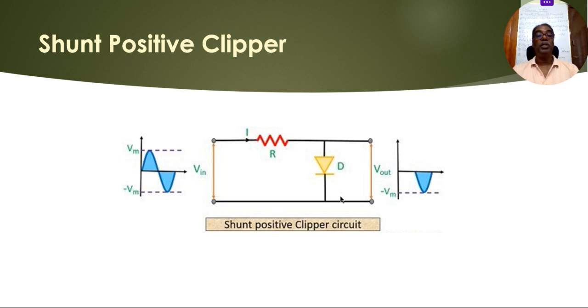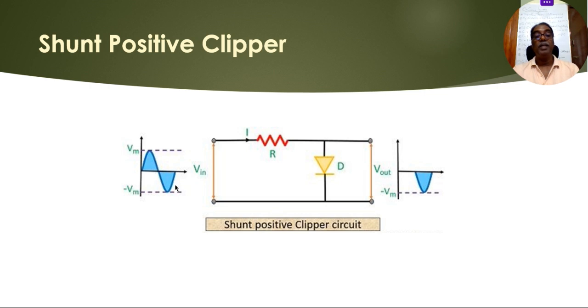And this is something called the shunt positive clipper. Here, during the positive input voltage, the diode will be in the forward bias condition, and when the diode is in the forward bias condition, the voltage across the diode is only a very small voltage, around 0.3 or 0.7 depending on germanium or silicon. Hence during the positive input voltage, the voltage across the diode will be the output voltage. It is a very small voltage, or ideally speaking, it is 0.